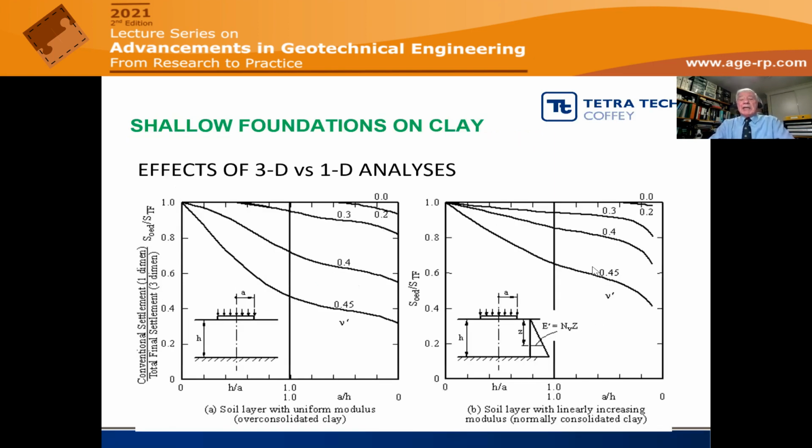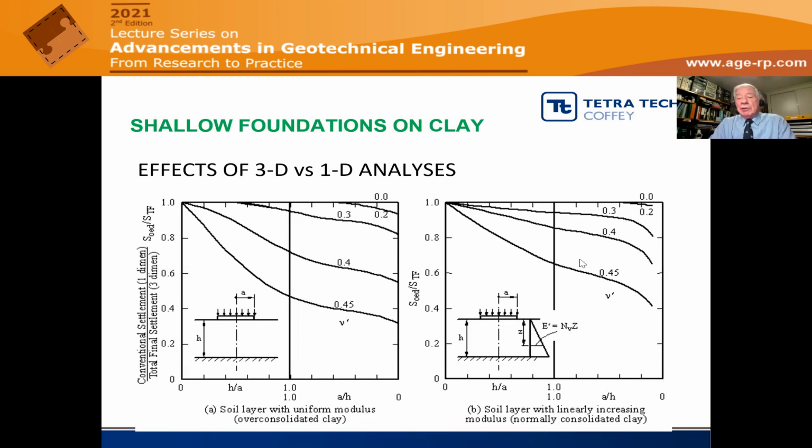Now, in fact, we can look at this theoretically, and what I've got here is the ratio of the one-dimensional to the three-dimensional settlement on the vertical axis. And here we've got the relative depth of the clay layer to the radius of the footing. There are two cases, constant modulus and increasing modulus with depth. But just to cut a long story short, the important thing is that these are different values of the drained Poisson's ratio. In general, most well-behaved soils have Poisson's ratios that are 0.3 or thereabouts.